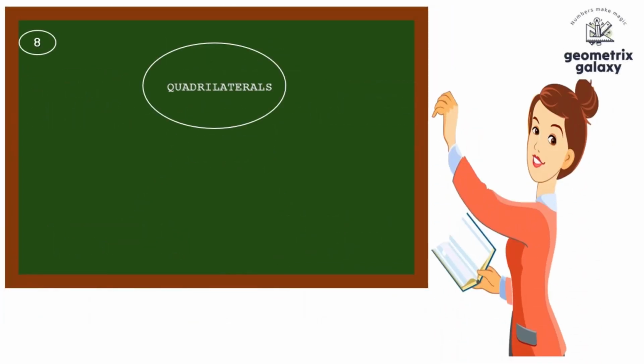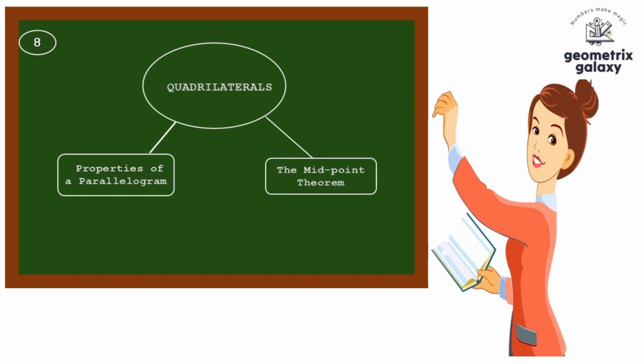This is our 8th chapter, quadrilaterals. In quadrilaterals, we will study the properties of a parallelogram. In lower classes, we have studied the properties of a parallelogram, but here we will prove each and every property as theorems. Next, we will study the midpoint theorem, then the converse of the midpoint theorem.